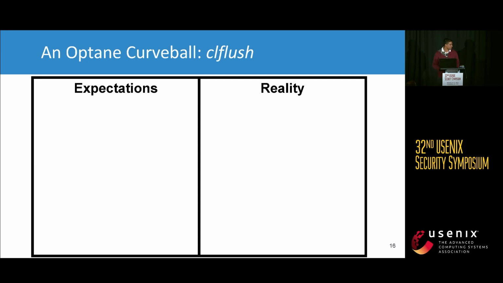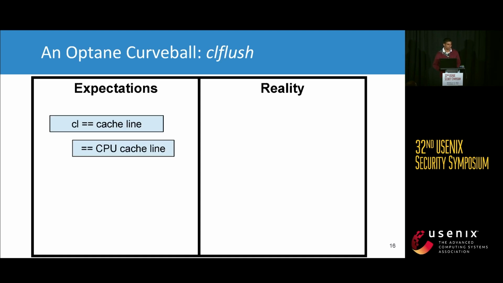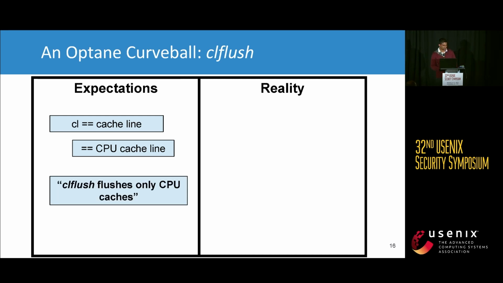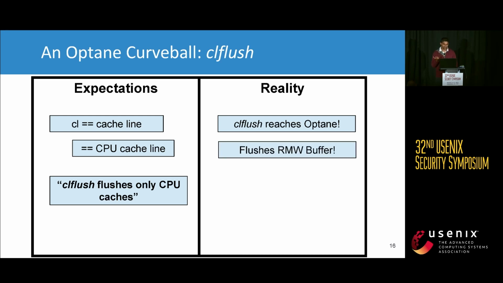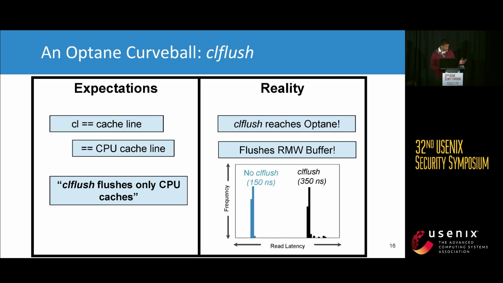For instance, the CLflush instruction was an interesting example. So we thought CL stands for cache line, which is obviously the CPU cache line, and the expectation is that the CLflush instruction flushes only CPU caches. However, when we tested it, we found that the instruction actually reached Optane. What that means is that it flushes the read-modify-write buffer that I spoke about previously. So this is an experiment. This is a histogram that shows you that with CLflush, the latency is much higher and actually corresponds to the media access latency, compared to without CLflush, where it's just the buffer latency.